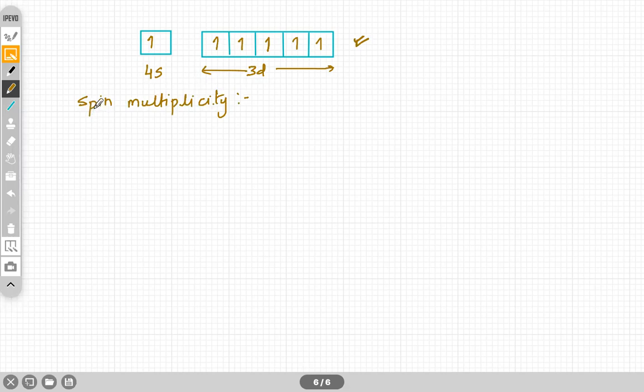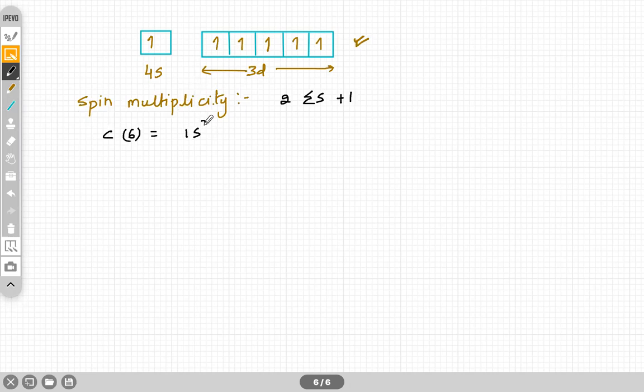Spin multiplicity, we calculate this with the formula 2 summation of s plus 1. This is the formula of spin multiplicity. How do we calculate this? Suppose we need to find out the spin multiplicity of carbon in excited state. Carbon has 6 electrons, and we draw the electronic configuration of this.